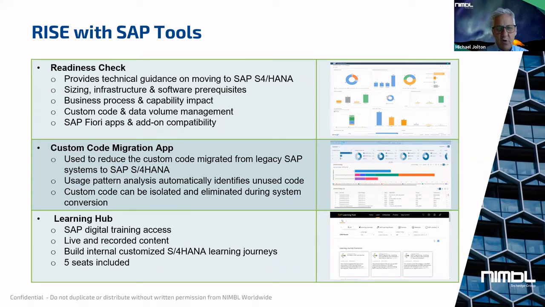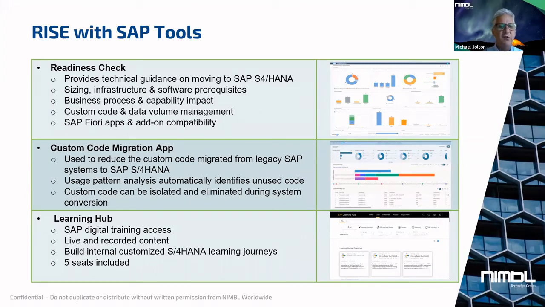I mentioned the custom code migration app that's used to really help reduce the custom code that you're bringing over. We want to get rid of any code that's not being used, and the migration app is going to help identify all that unused code to make sure we don't bring that across, and it'll help eliminate that waste during the conversion. You're also going to want to go through processes to make sure that any of that functionality isn't being replaced with new functionality in S4HANA.